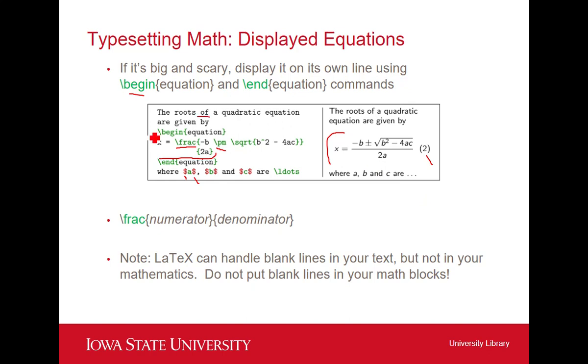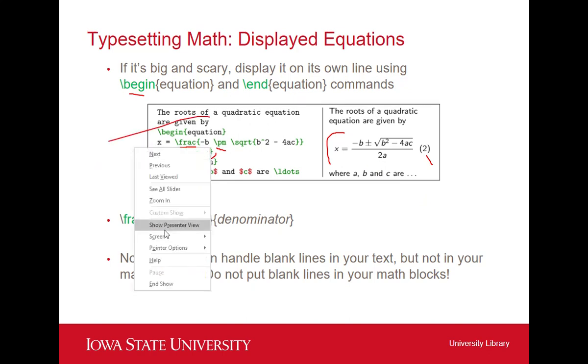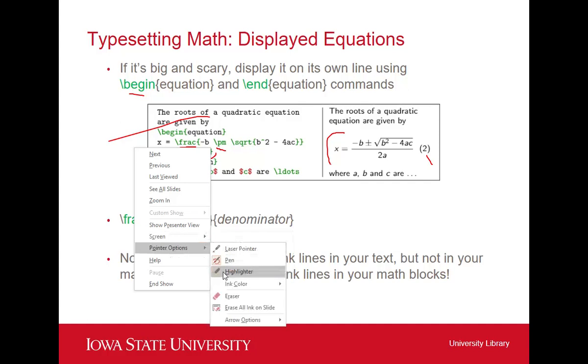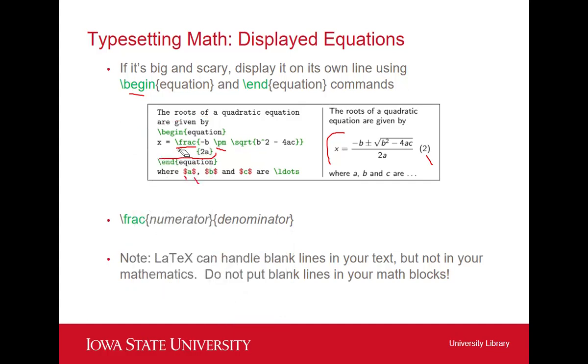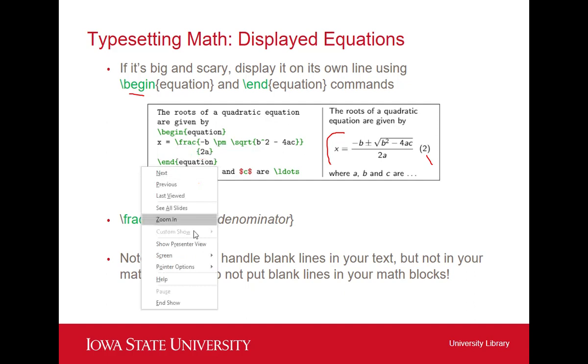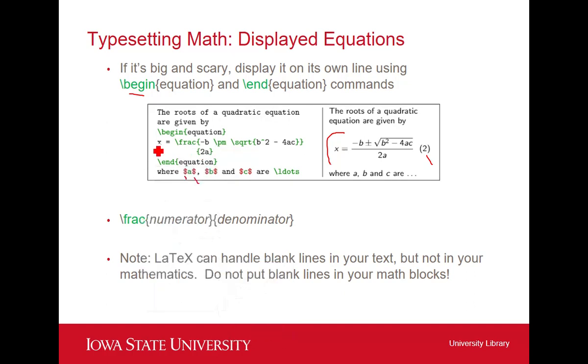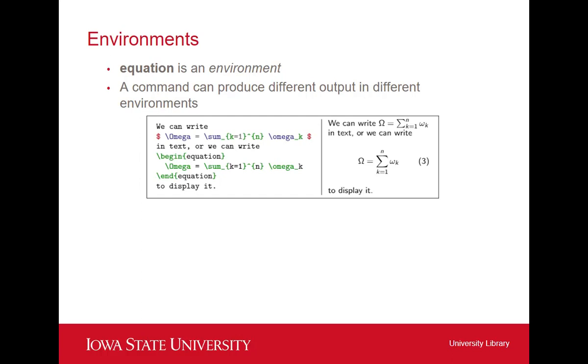So I go back here, again, oops, sorry. I don't know how to erase these things. That's going to bother me. All right, let's just clear all this stuff out. So this right here, this begin and end equation, I've started an environment called the equation environment and ended the equation environment. All right? So the same command will produce different output depending on which environment it's wrapped in.